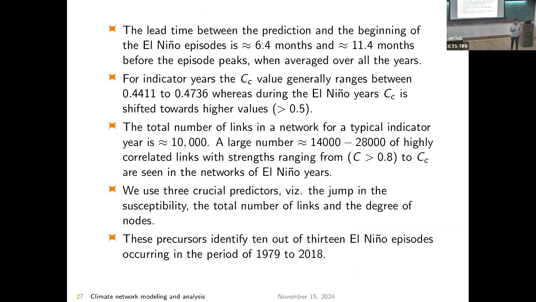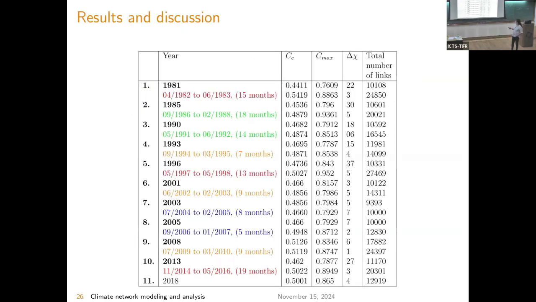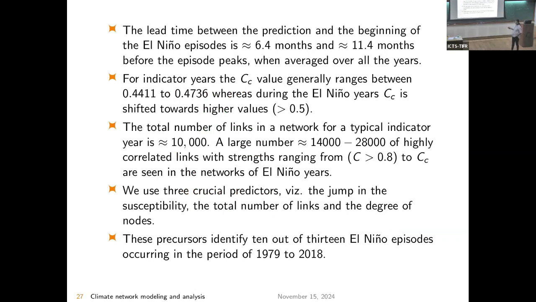On the other hand, there are years you miss it altogether. Whenever there's a false positive, or you don't see an El Nino, if you start looking at the other indicators, you can see that yes, something is going to happen. They are more reliable in the case of CC and Cmax that I was talking about, but delta chi is the best.